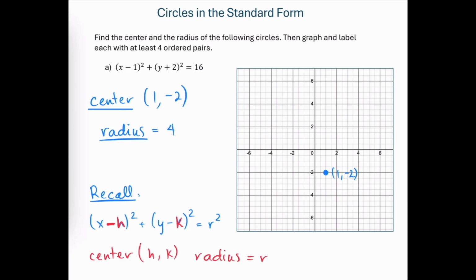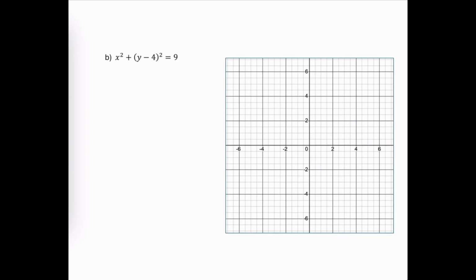And then there's a radius of 4, so that means we're going to go 4 units up from the center and land at the ordered pair 1, positive 2, 4 units down from the center, and then we'll land at the ordered pair 1, negative 6. We'll go 4 units to the right of the center, landing at the ordered pair 5, negative 2, and 4 units to the left of the center, landing at the ordered pair negative 3, negative 2. Now we do our best to connect those 4 exterior points with the circle, and this would be our answer to part A. Let's do the same thing here in part B.